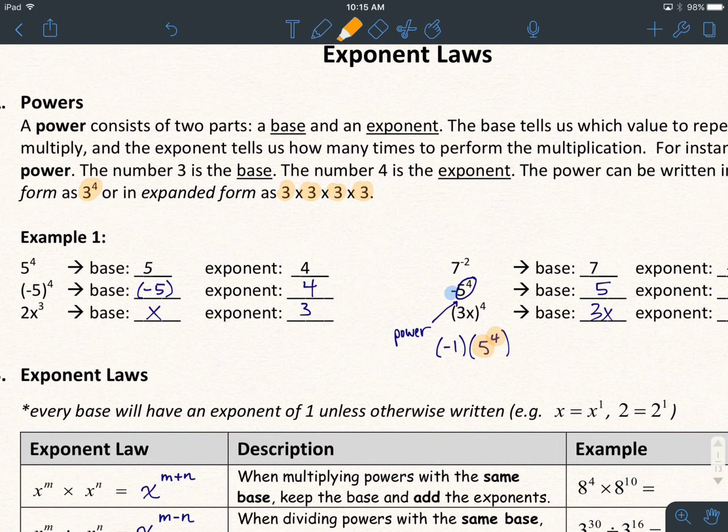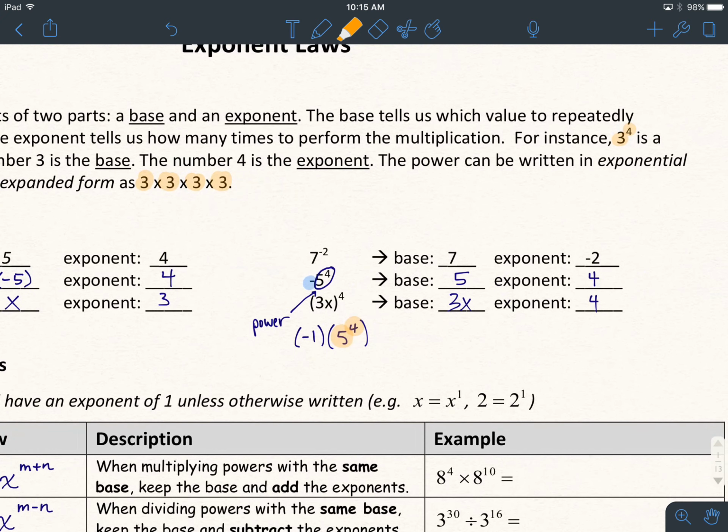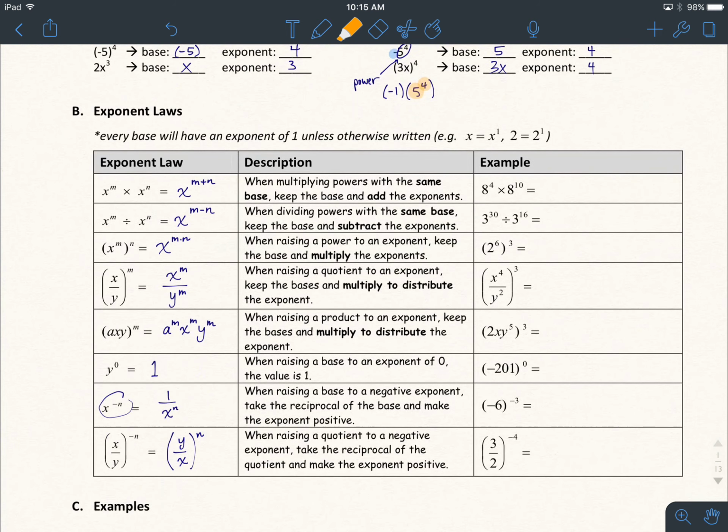If we look at 2x to the exponent 3, again, that 3 is only being applied to the thing it's bumping into. In this case, it's the x. The 2, it's more like 2 times x to the exponent 3. So the base is x, the exponent is 3. Stands in contrast to the final example in example 1, where you have 3x, all in brackets, whole thing to the exponent 4. So the base is the entire thing the 4 is bumping up against, 3x. So 3x is the base, and the exponent is 4. Hopefully that makes sense. Let's have a look at some of the exponent laws you should remember from grade 9.